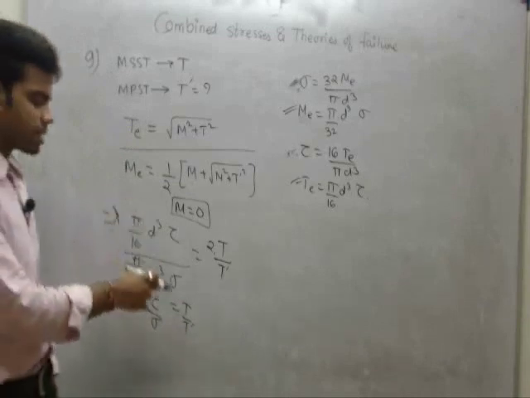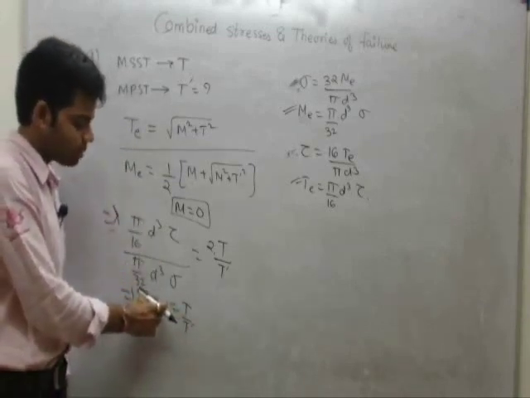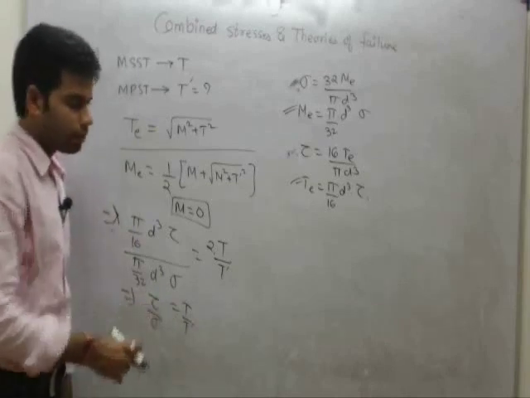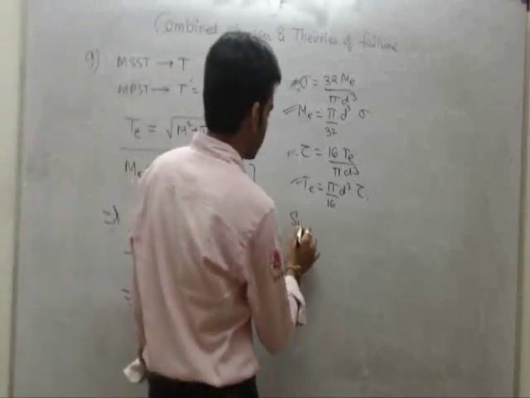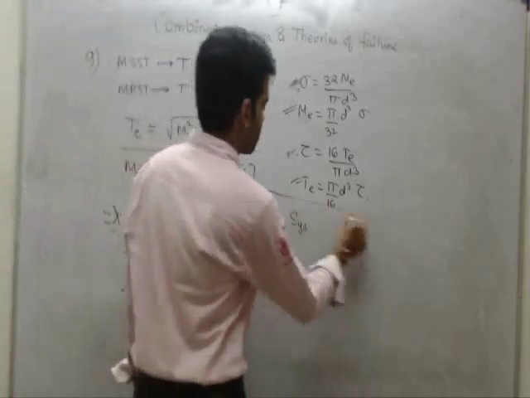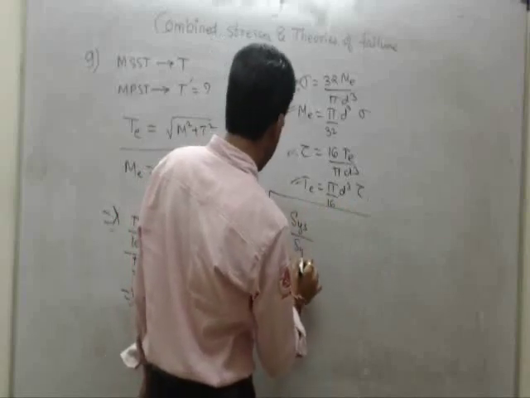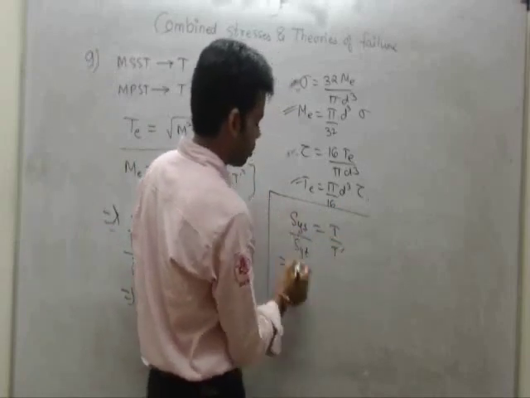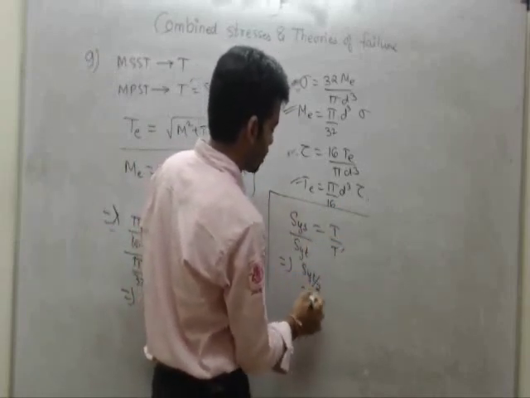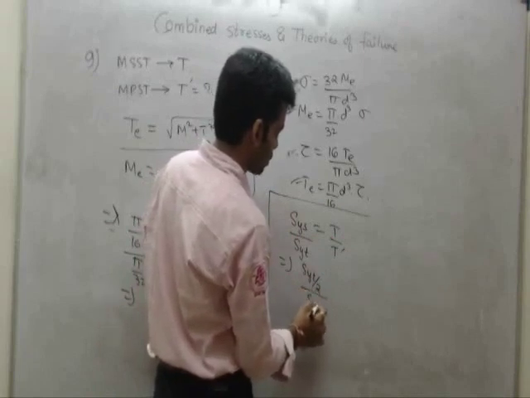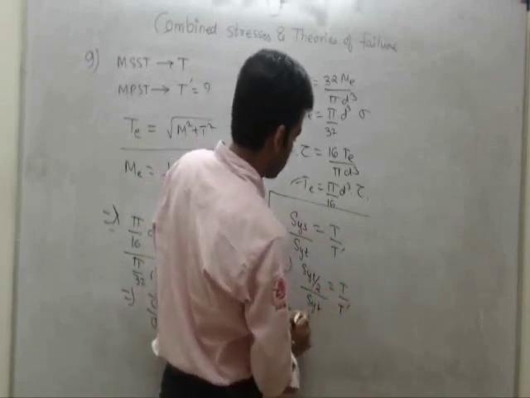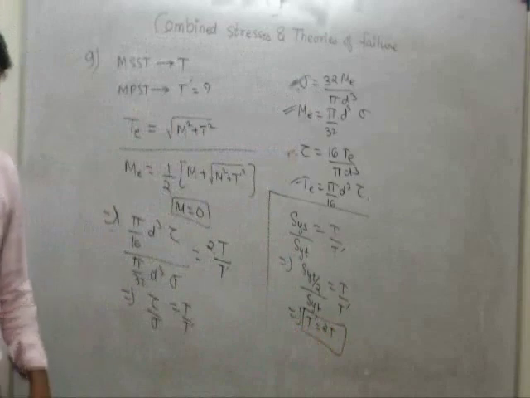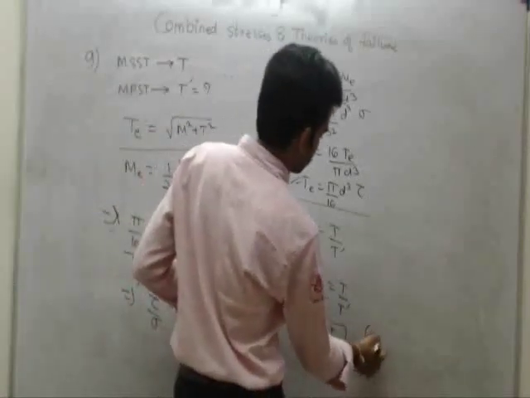Now we have to determine the maximum permissible value. For this we will have to put the maximum permissible value of sigma and tau. The permissible value of tau is nothing but yield stress in shear, and the permissible value of sigma is nothing but yield stress in tension. So this will be equal to T by T dash, and we know yield stress in shear is equal to yield stress in tension by 2. So from here we can write T dash is equal to 2T. So the answer is D, T dash is 2T.